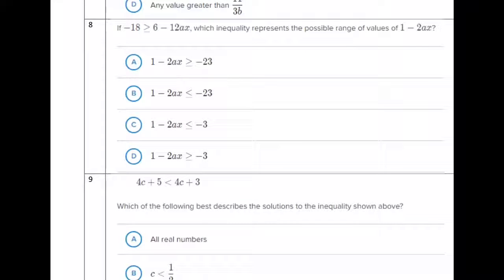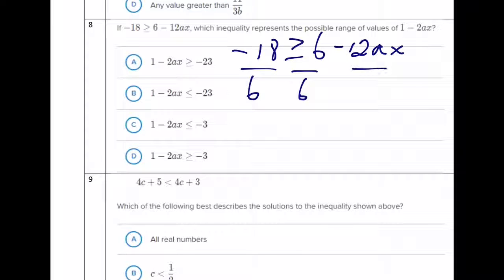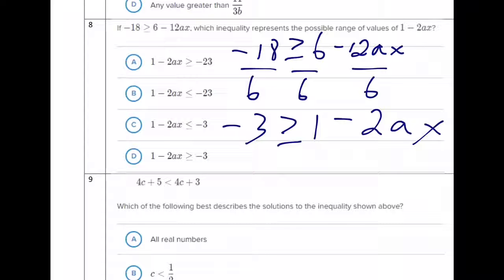Number 8. If negative 18 is greater than or equal to 6 minus 12ax, which inequality represents the possible range of values of 1 minus 2ax? So we'll begin with negative 18 is greater than or equal to 6 minus 12ax. And we are dividing this by 6. So we'll divide here by 6, divide here by 6, and divide here by 6. And we end up with negative 3 is greater than or equal to 1 minus 2ax. So the possible range of values here, notice the alligator's mouth is facing the negative 3. C was our best choice.